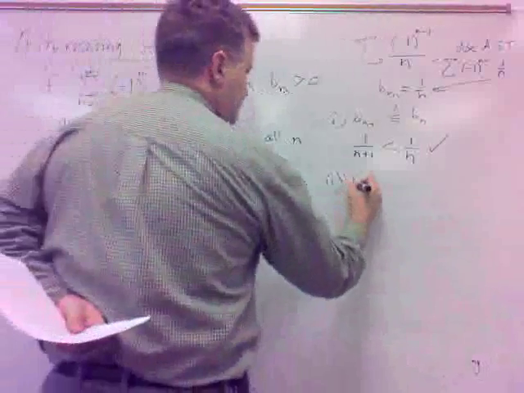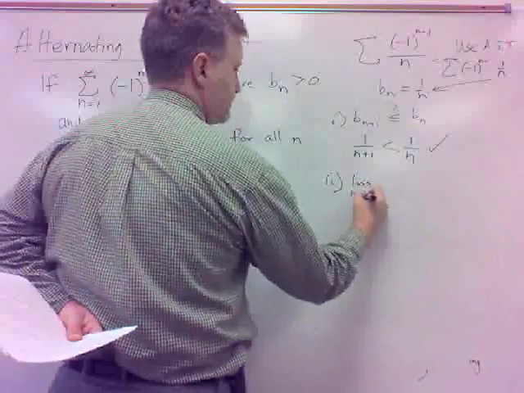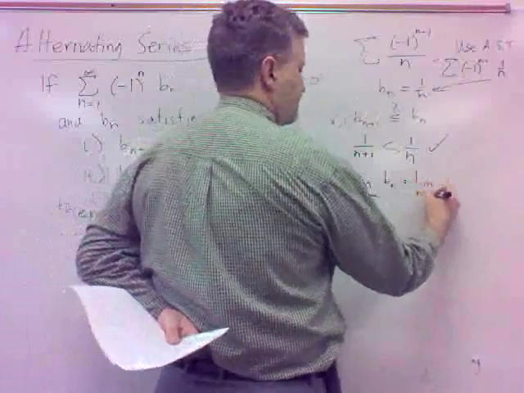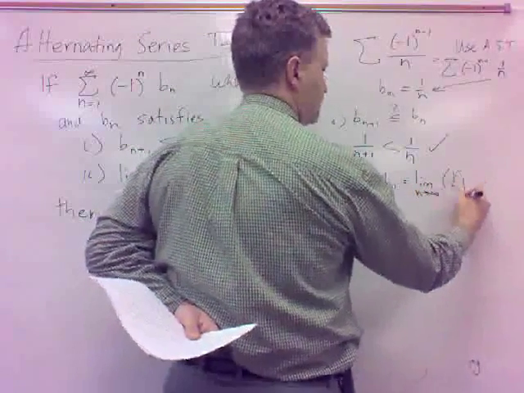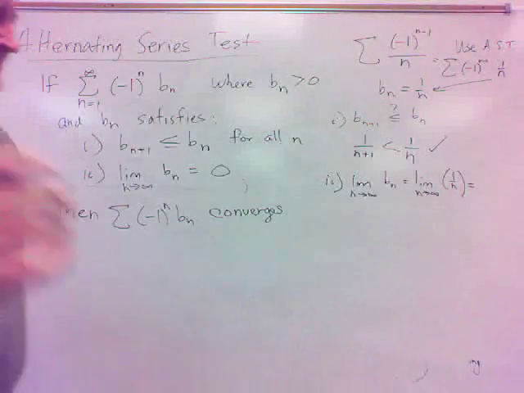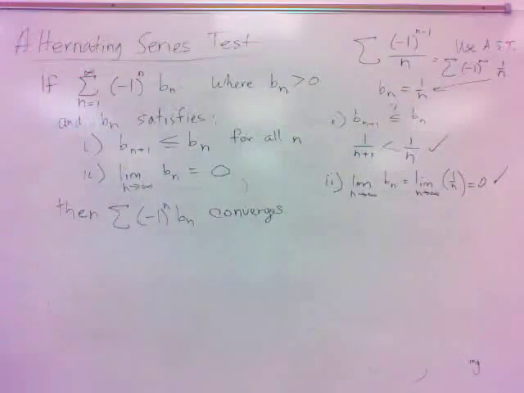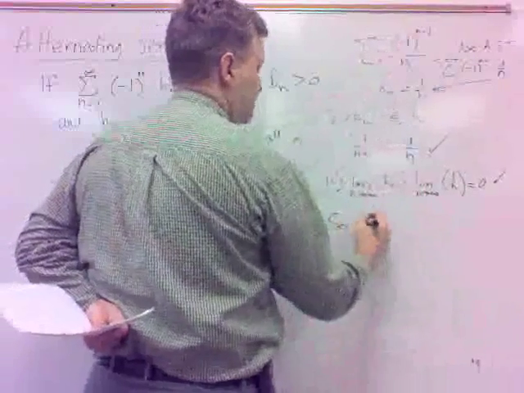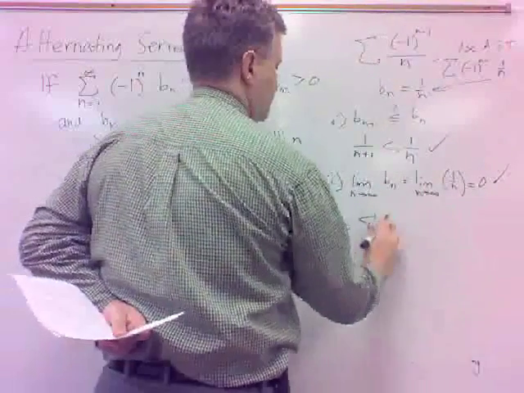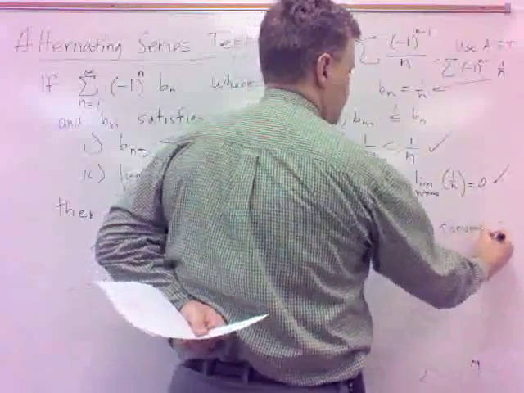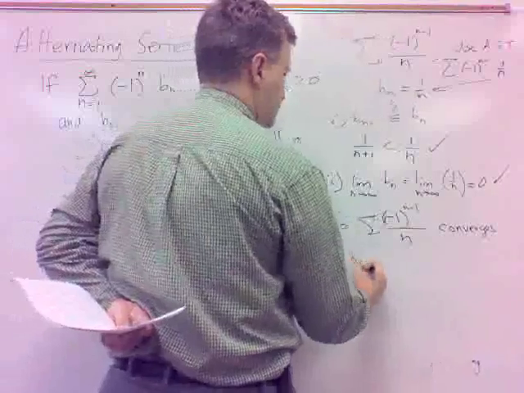Okay, number 2. The limit of the b sub n's. Does that equal 0? Well, that would be the limit as n goes to infinity of 1 over n. That's easy. What is the limit as n goes to infinity of 1 over n? That's 0. Okay. Check, check, check. So this series converges. Both of those are true, so this series converges by the alternating series test.